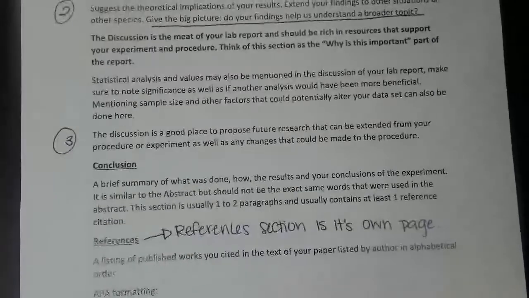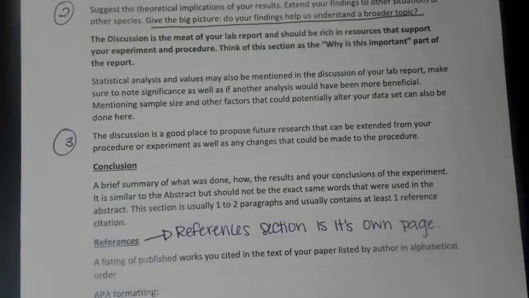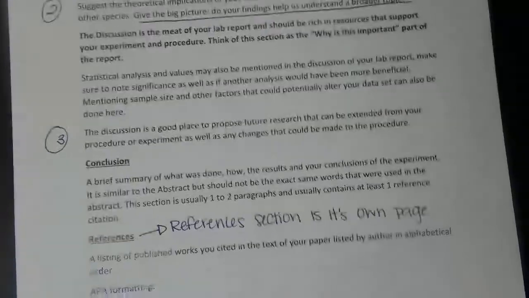Conclusion is just like a conclusion for any other paper: what was done, how, the results, and your conclusions of the experiment. It's similar to the abstract, but don't just copy and paste and use the exact words. It typically has one reference or in-text citation.